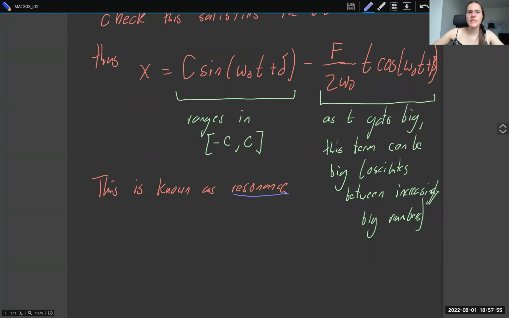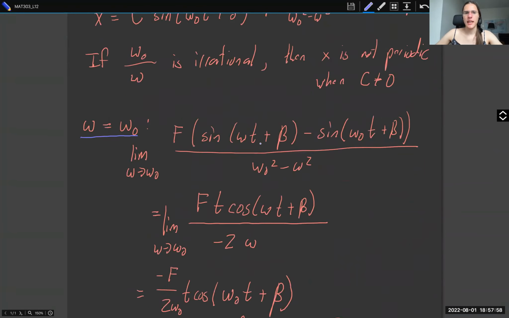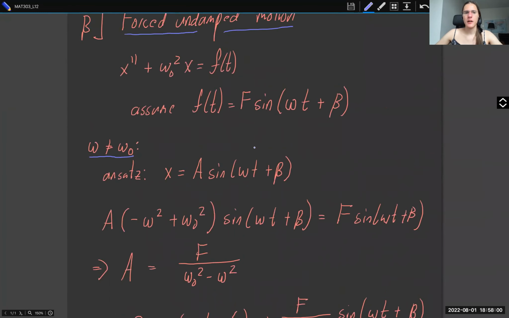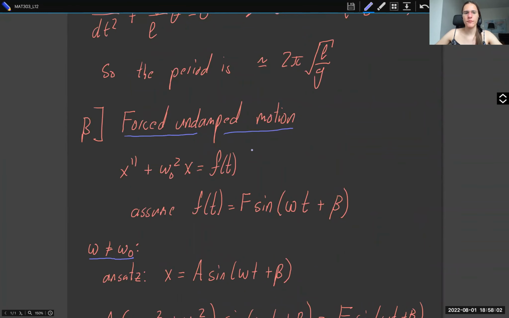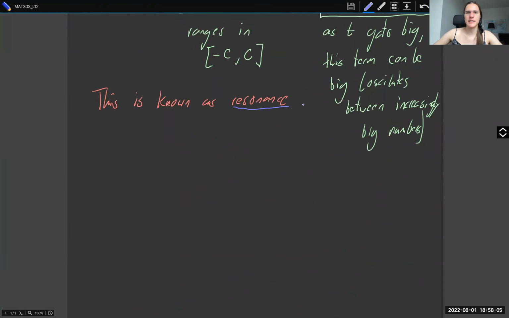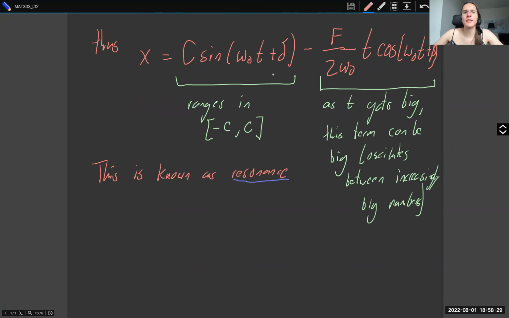And so the reason that this is important is that, the classical example is that suppose you have a bridge and then you have soldiers marching on it. And the soldiers, because they're trained to do so, march at some rhythm. So you can imagine that their steps are going to be periodic. So the input forcing function is approximately going to be a periodic function. So let's say it looks like a sine function.